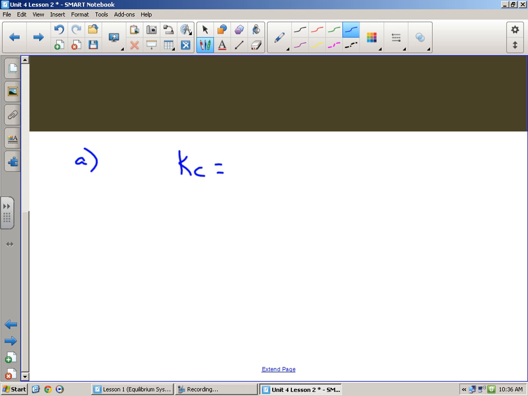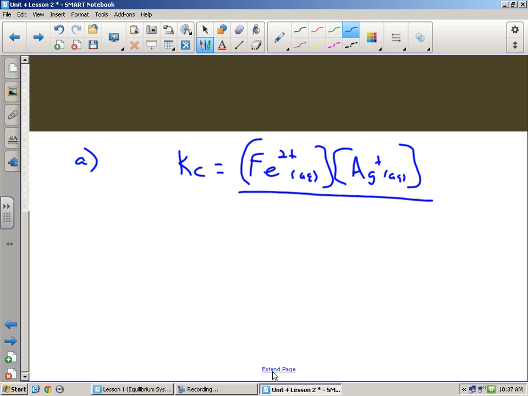Fe2+, we will include, that is aqueous. Square brackets implies concentration. So Ag+ aqueous concentration, and Fe3+ aqueous. And we will leave out, of course, the Ag solid. So that would be the first one there.